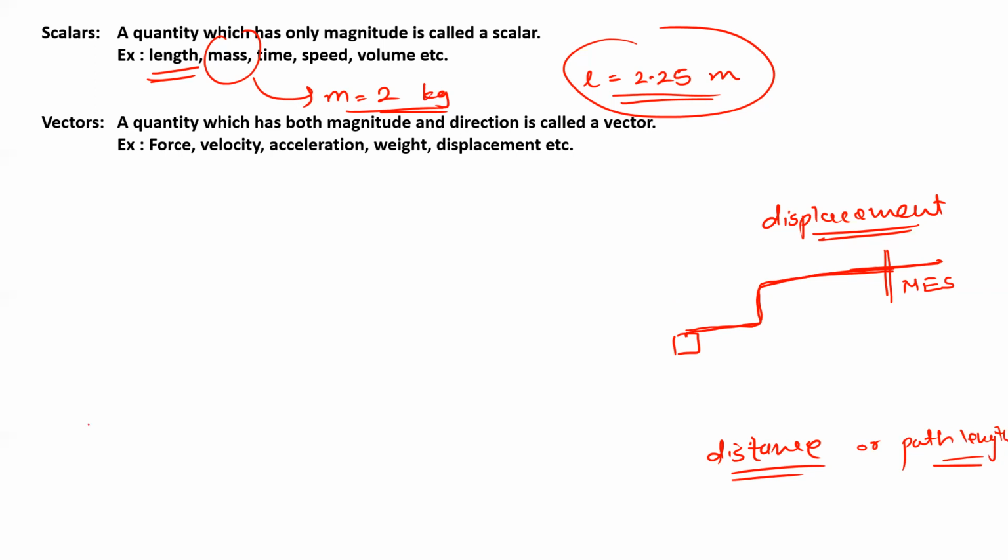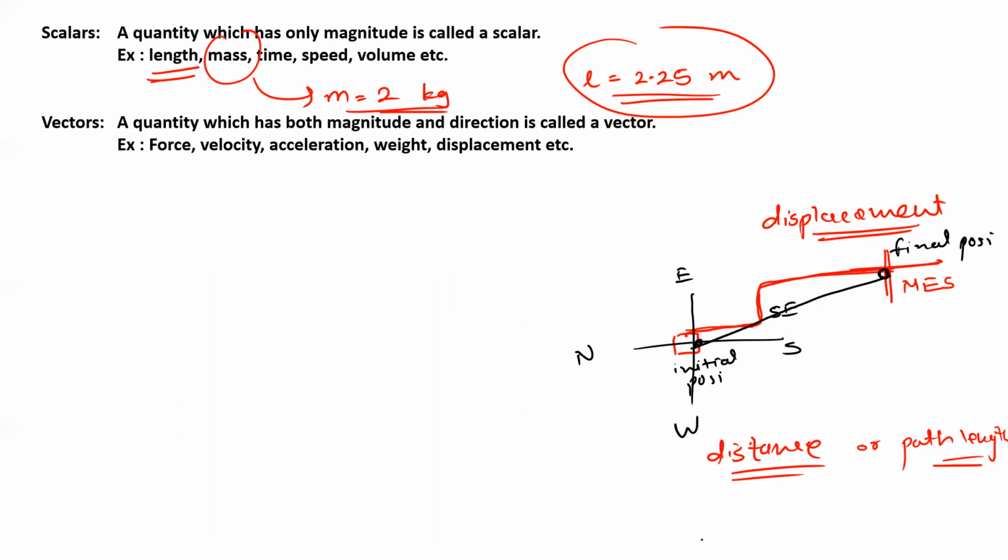Then what is the displacement? It is the shortest distance, from here to here. It is the final position, and this one is the initial position. So the shortest distance between initial position and final position is nothing but displacement. This displacement has some direction. Considering north, south, east, west, we could say it is the southeast direction.